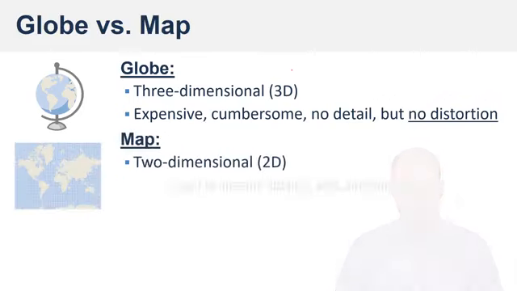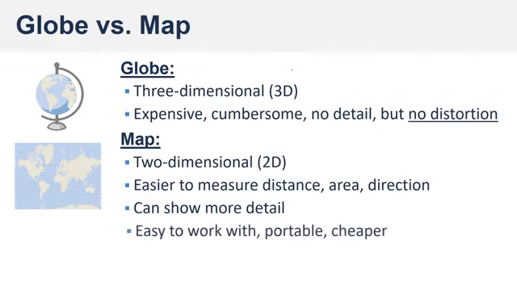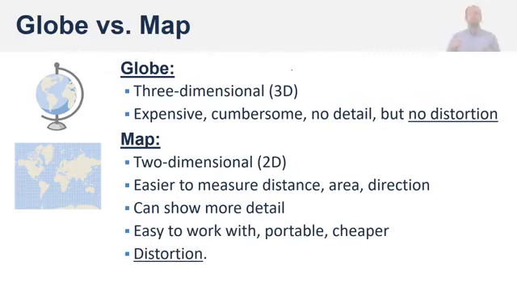So if we look at our two-dimensional map, it's easier to create. It's easier to measure things like distances or areas or directions. You can show more detail, so you can blow up just one part of the Earth and show that easily without having to have this huge, gigantic globe. So they're a lot easier to work with, they're cheaper, they're more portable. But the problem is you're taking a three-dimensional world and flattening it down to a two-dimensional surface. And if that happens, you're going to get distortion.